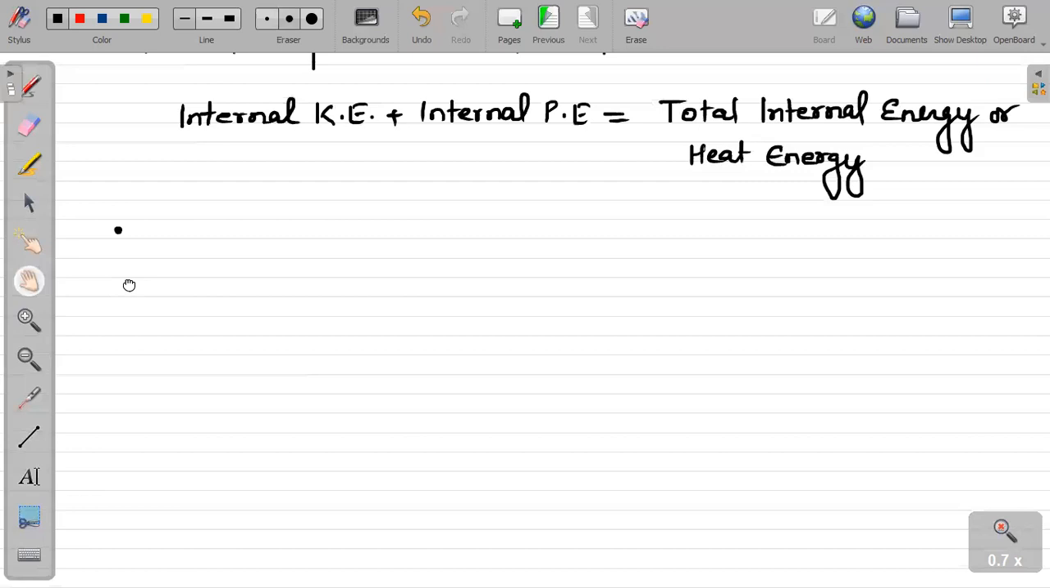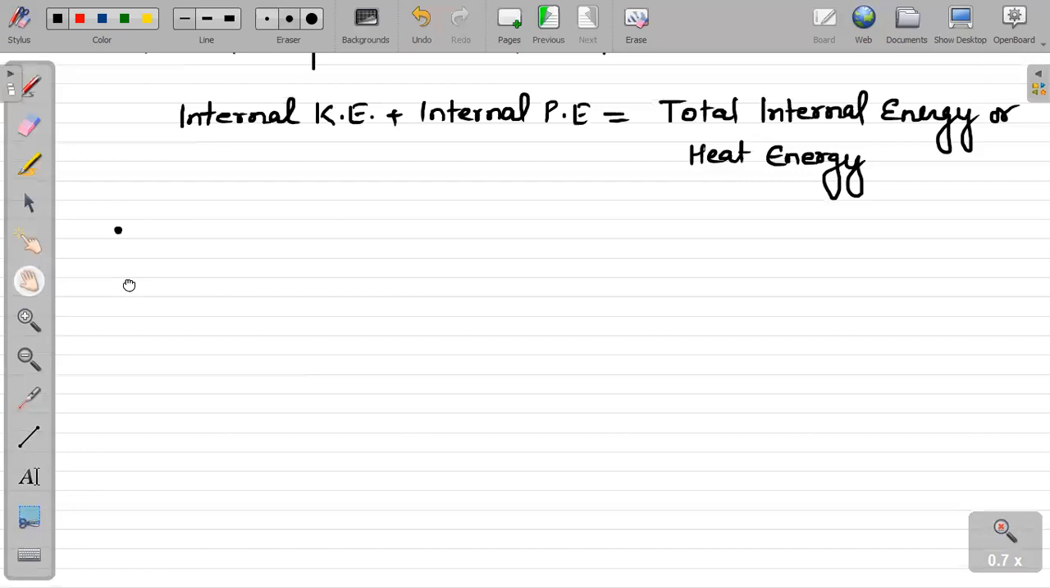ठीक है. Next thing is change in state. Matter exists in three different states, namely solid, liquid, and gas. The process of change from one state to another state at constant temperature is called change of state. Change of state क्या होता है? The process of change from one state to another state at constant temperature. The temperature remains same during the process.